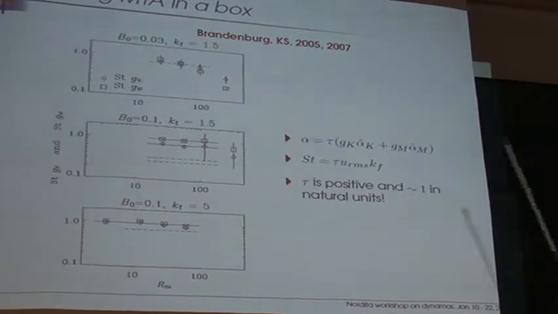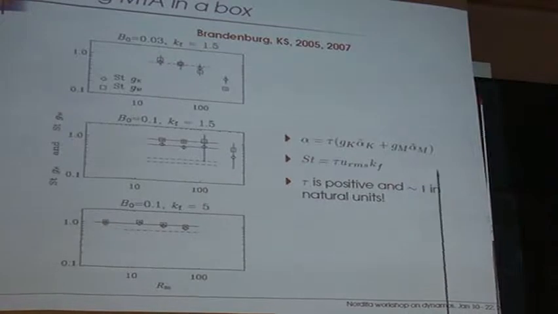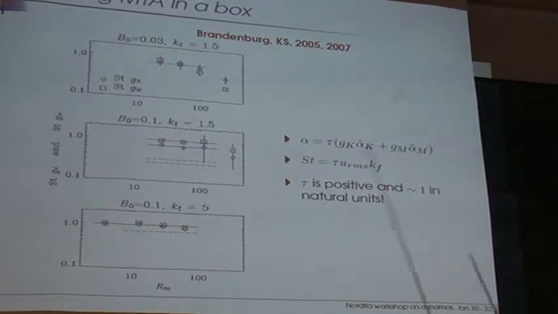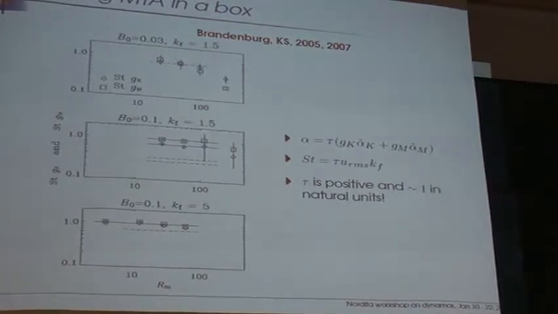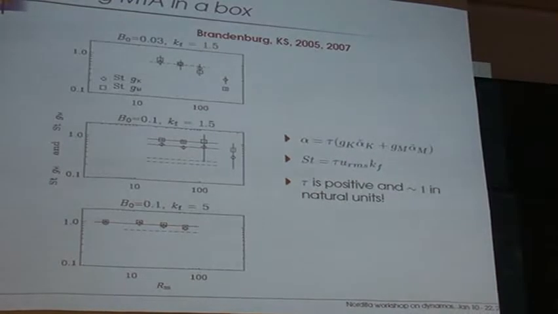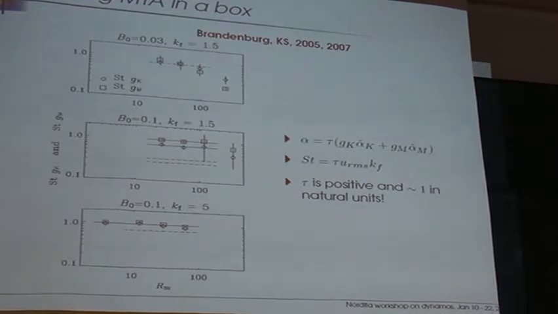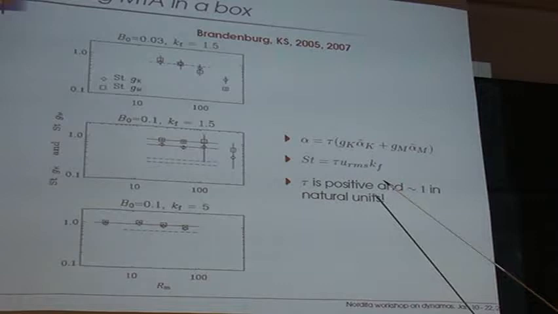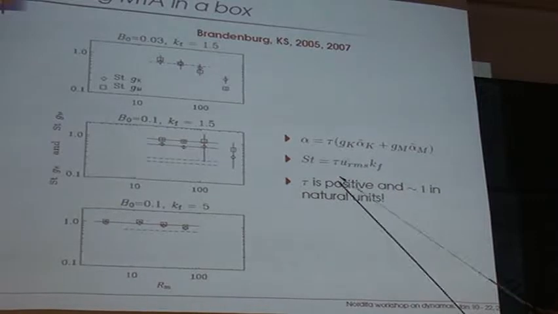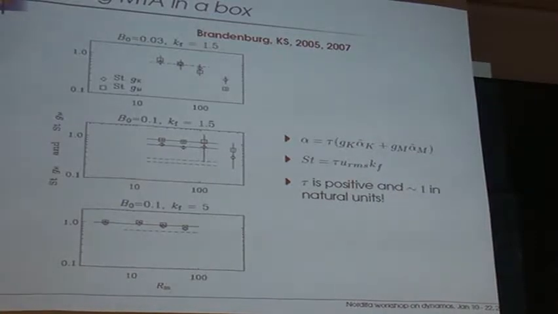The first result, which was very surprising and pleasant, was that tau is positive. Because when you make such a closure, there are all kinds of dirty terms, and you don't even know whether this damping is going to damp or not. And so the tau which you inferred is positive. And secondly, in most of the cases you can see here, it's of order 1 in these units. So the tau is of order the correlation time of the turbulence.